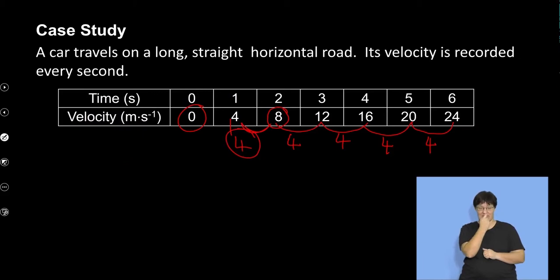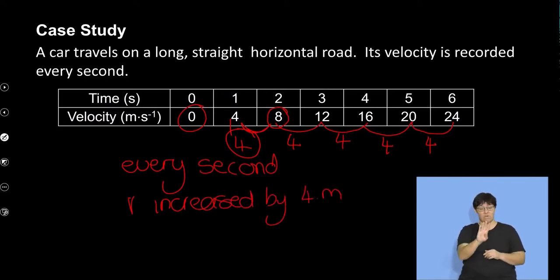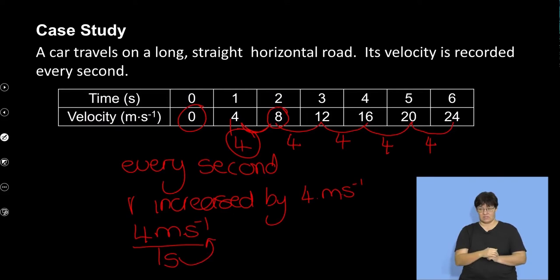So every second, velocity increased by 4 meters per second. So if I said what is the rate at which it's increasing by, you would go 4 meters per second divided by seconds. You know from maths, if I take that up to the top, it becomes seconds to the minus 1. So it's 4 meters per second.